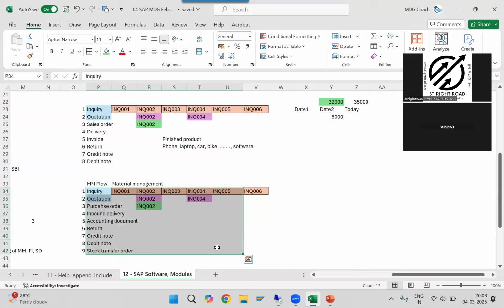Accounting document. So accounting document means for bookkeeping purpose, they will keep this document. At what time, how much stock is kept, for accounting purpose. Okay.